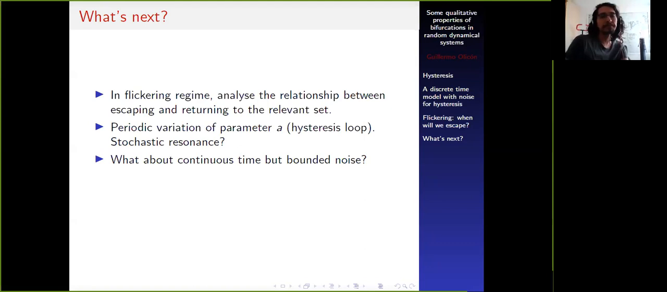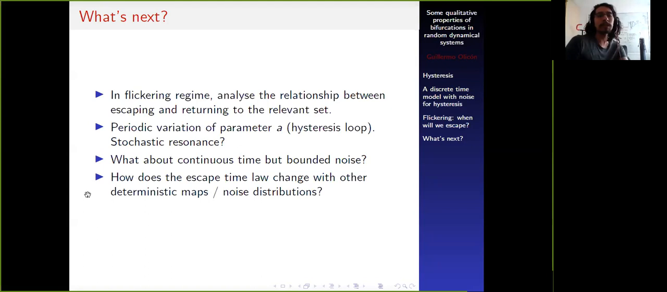So of course there are plenty of possibilities. What if we change the deterministic maps? What happens if the deterministic map is no longer invertible, but could be, for example, the logistic map or something? What if we change the noise distributions? How does this asymptotic behavior change? And of course, there are so many different ideas of research questions that it's quite an exciting setup to do research on.